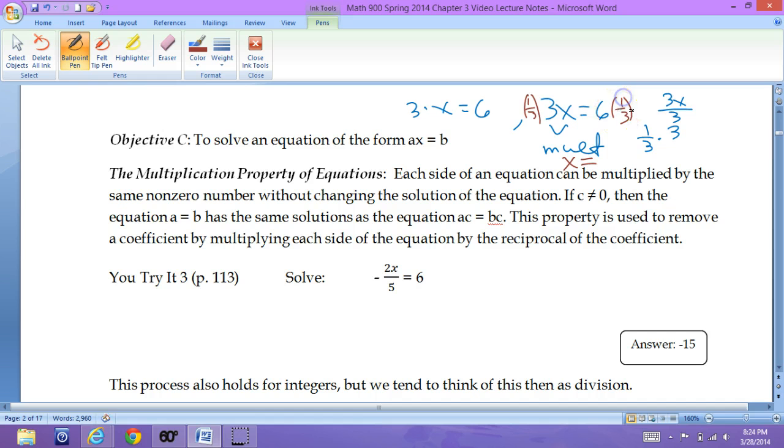And then now we have 6 times 1/3, which hopefully you can see that that's 6 over 3, and 6 over 3 is just 2. And if you were to check that, 3 times 2 as our x does in fact equal 6.